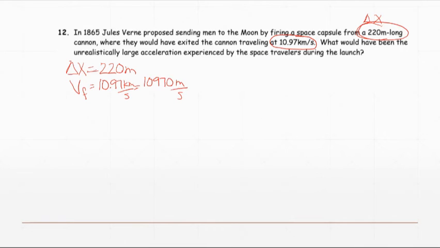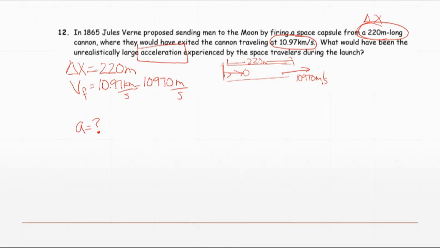And then it says, what would have been the unrealistically large acceleration experienced by the space travelers during the launch? So I'm trying to find the acceleration. So I can draw my picture. In my cannon, I have my person being shot out of a rocket. They're going to go a distance of 220 meters. And when they exit that rocket, they're going to go 10,970 meters per second.